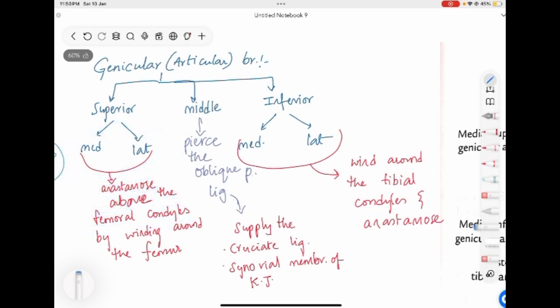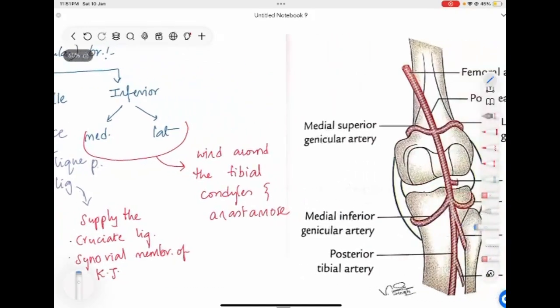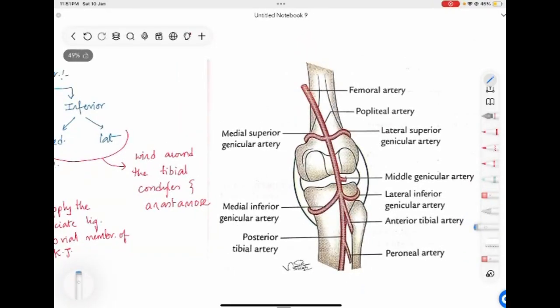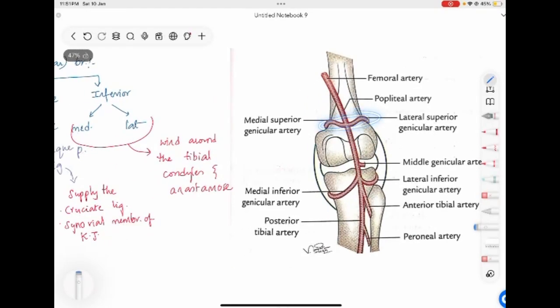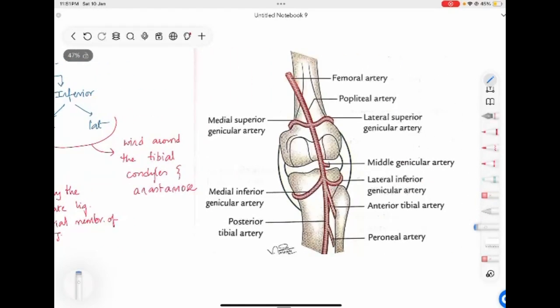The point you have to notice is that they anastomose above the femoral condyles, but they also wind around the femoral condyles. Now, if you see in this diagram, you can appreciate it. These are the femoral condyles, and these are the superior arteries. You can see that they are winding around the femur above the femoral condyles, and they anastomose here.